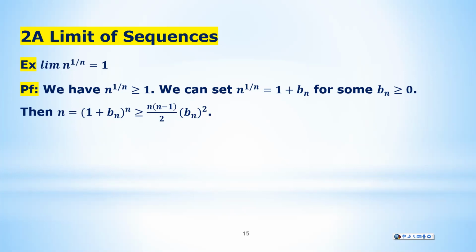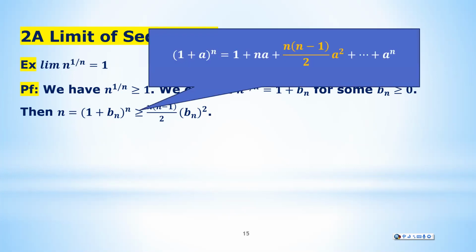Now we proceed in the same way as we did in case 2, but in the next step, we're doing something different. Remember this expansion of 1 plus a to the n. You have many terms. This time, I'm not choosing the second term. I'm choosing the third term on the right side. The reason I'm choosing the third term is because in the third term, you have a product of two n's.